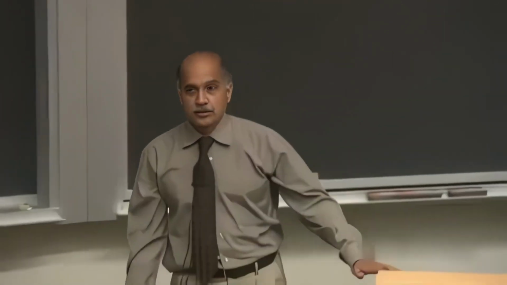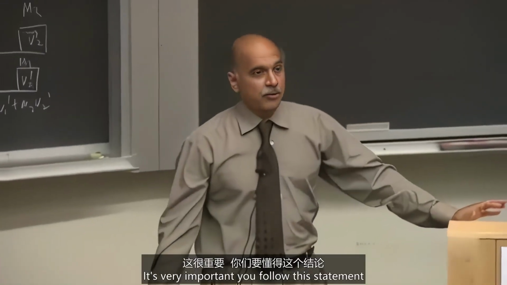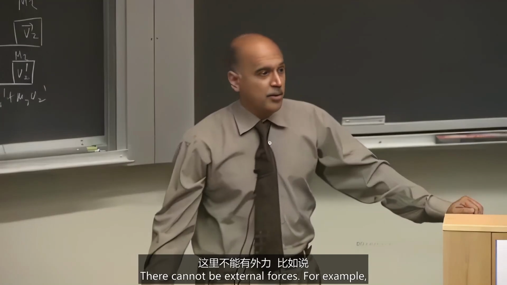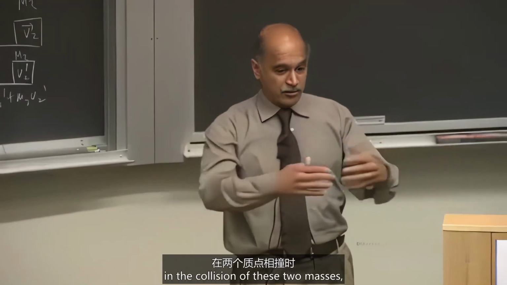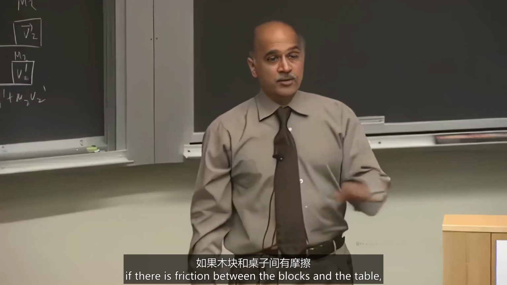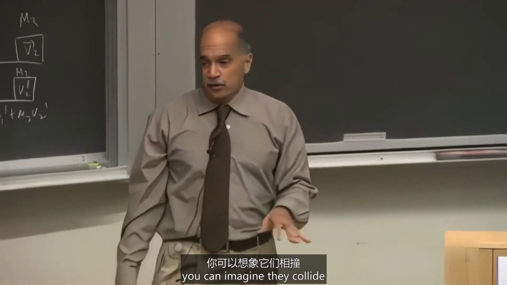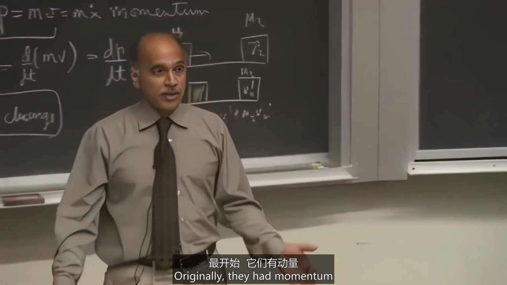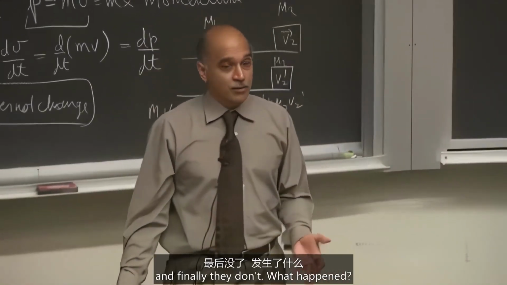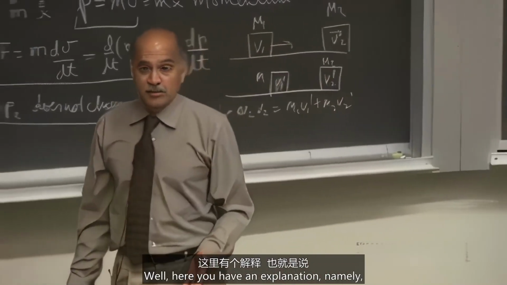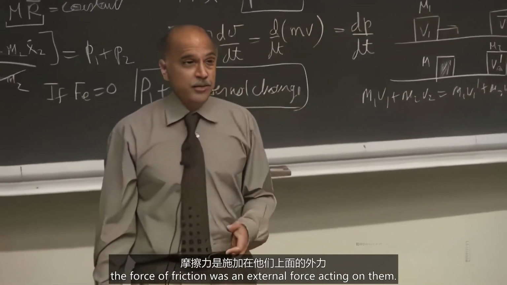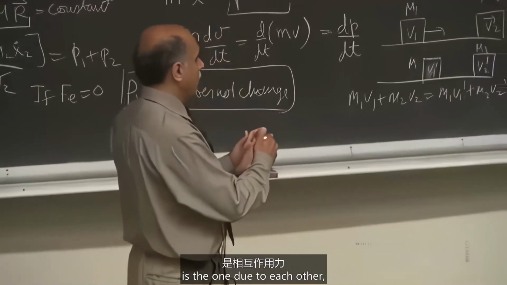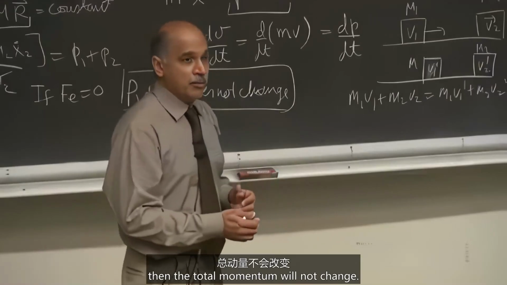Everybody follow this? It's very important you follow the statement and follow the conditions under which it's valid. There cannot be external forces. For example, in the collision of these two masses, if there was friction between the blocks and the table, you can imagine they collide and they both come to rest after a while. Originally they had momentum and finally they don't. What happened? Well, here you have an explanation, namely the force of friction was an external force acting on them. What I'm saying is if the only force on the blocks is the one due to each other, then the total momentum will not change.